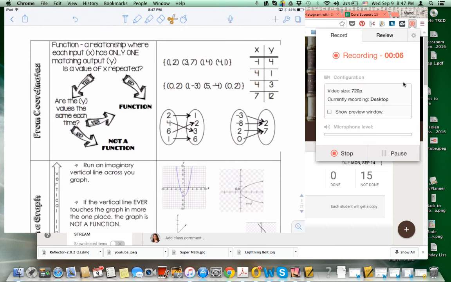Okay, this is attempt number 3. So let's see if we can actually get this recorded this time. You are getting some extra stuff in this recording because for right now, I'm going to have to share my whole screen with you and not just part of the screen.